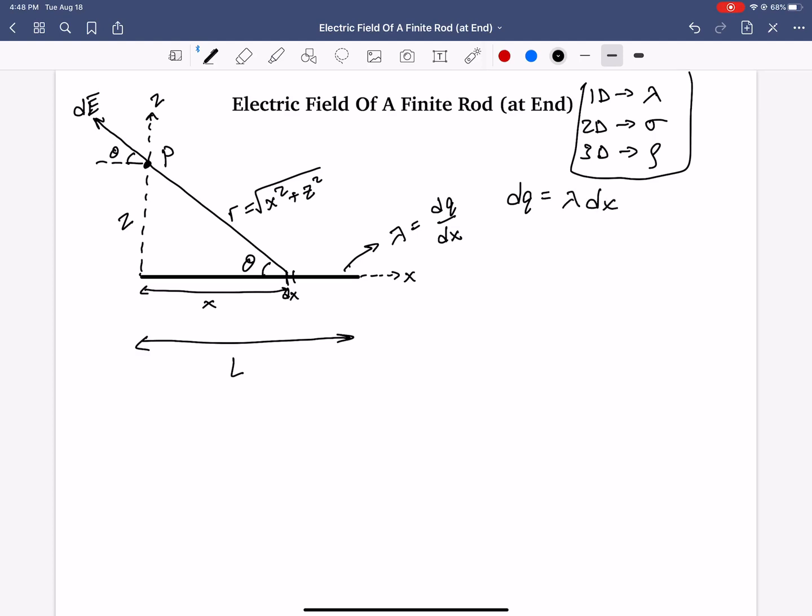Okay, done. Easy. The next thing is you should determine everything about the geometry that you can. So for instance, I wrote out this distance from the chunk in question to the point in question in terms of the other distances in the problem. In this case, x and z.